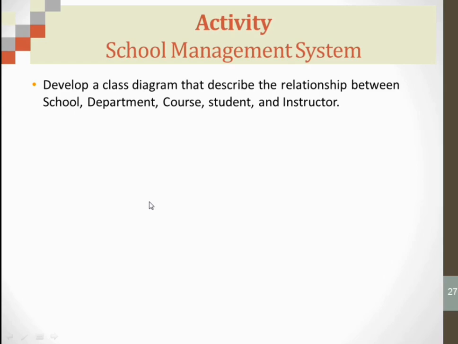Here we have an activity. I want you to build the class diagram, just the class diagram, for a school management system. The school contains the school itself, department, course, student, and instructors. So how are these classes connected with each other, what type of relation should they have, and also what type of multiplicity? Okay, this is the first part of our class for today. See you in the next part.